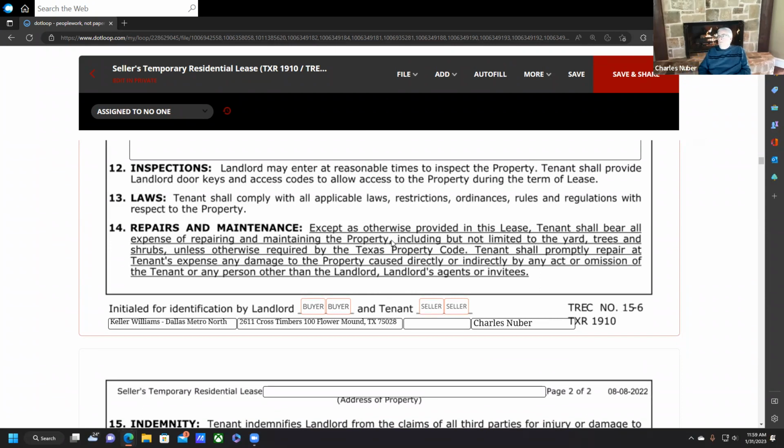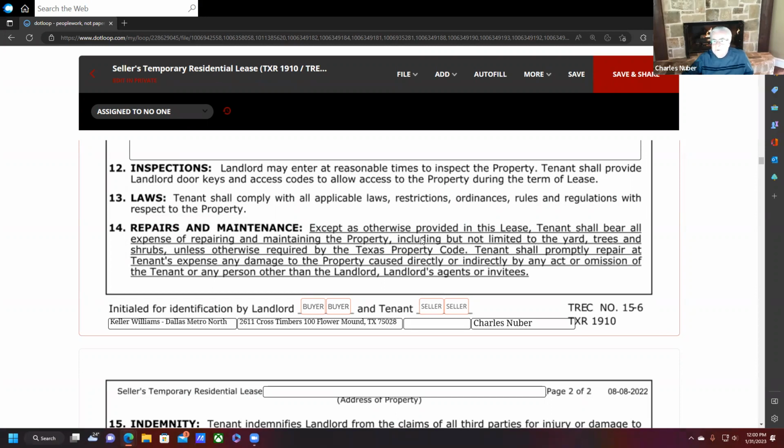Whoa. I had an agent call me the other day. The tenant is in the house. He was the seller, and somebody just ran over the brick mailbox out in front of the house. And it's not enough to cover the deductible on the property. What do I do? I said, go to paragraph 14, repairs and maintenance. It says right there that the tenant will have to pay for it. And so the tenant did.